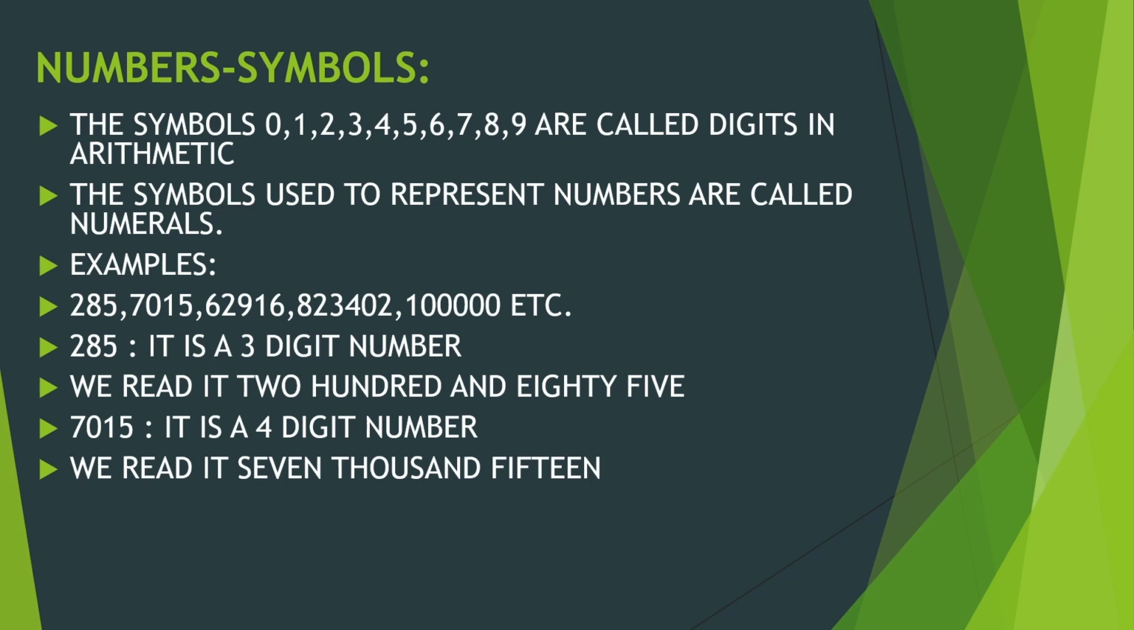What are those digits? 1 and 0. We read it 1 lakh. In 1 lakh we have 5 zeros. So every number is made by digits.